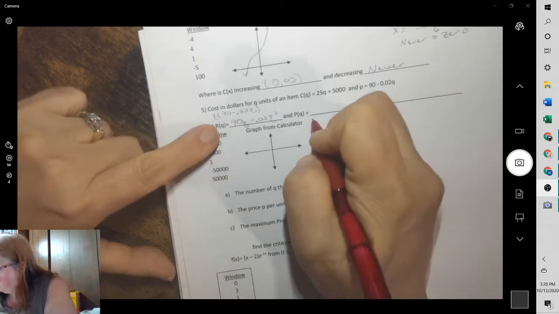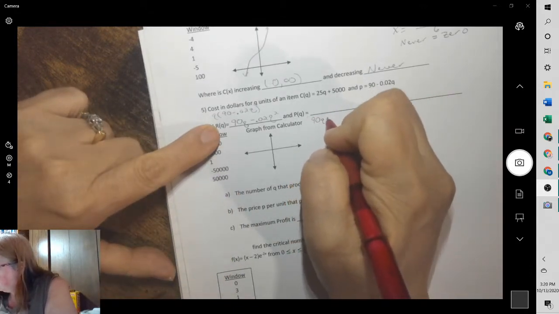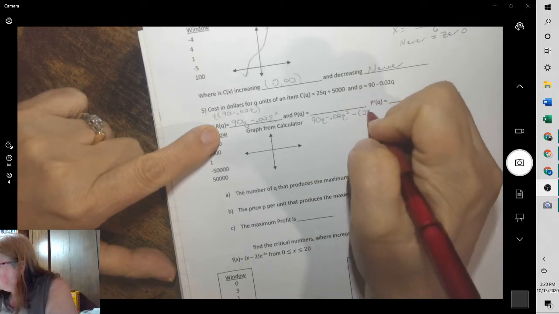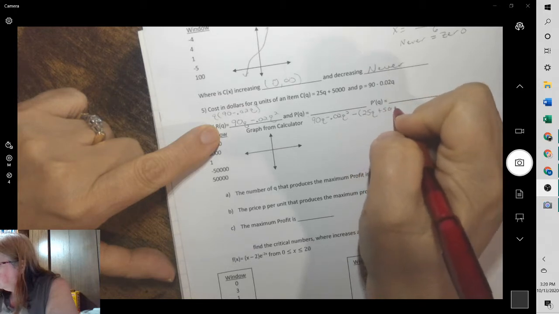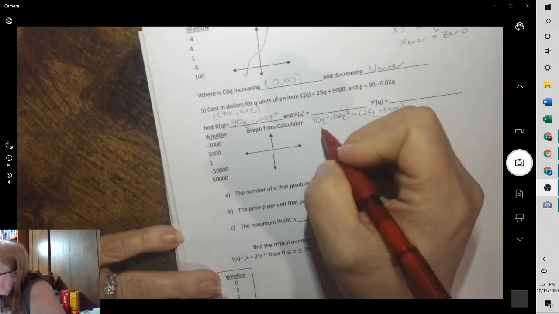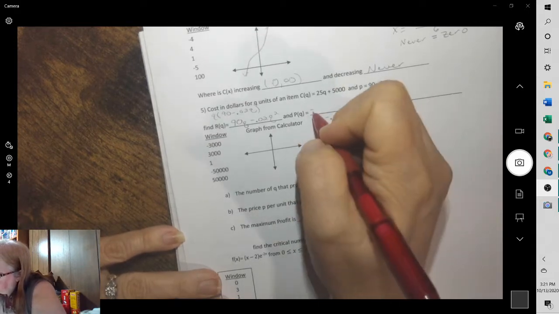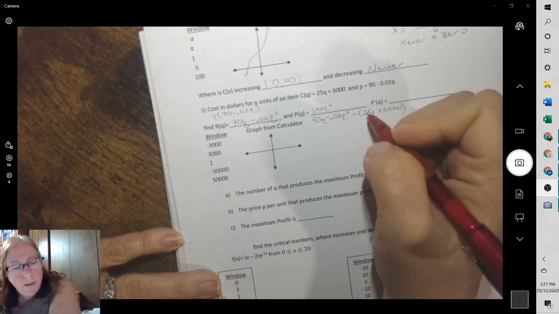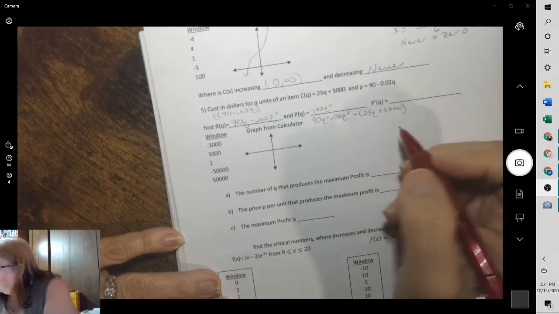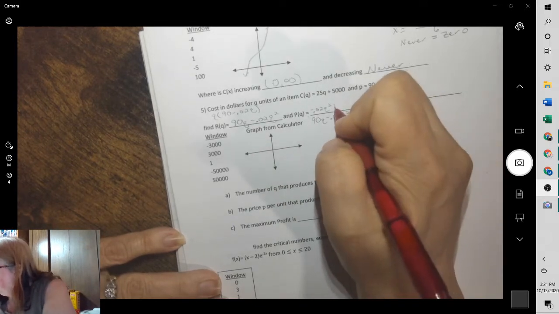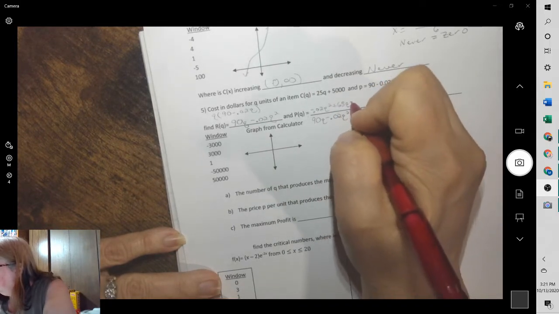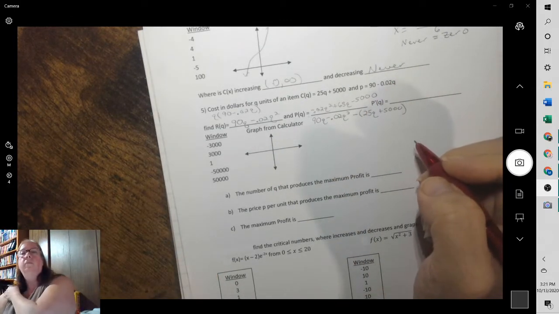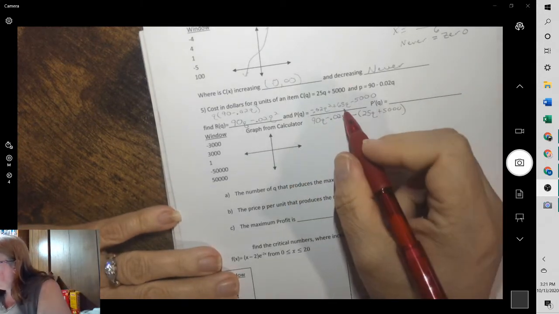Profit is revenue minus cost. And so if we do that, we have a negative 0.02Q squared plus 65Q, since 90 minus 25 would be a positive 65Q, minus the 5,000. So that's our profit function.